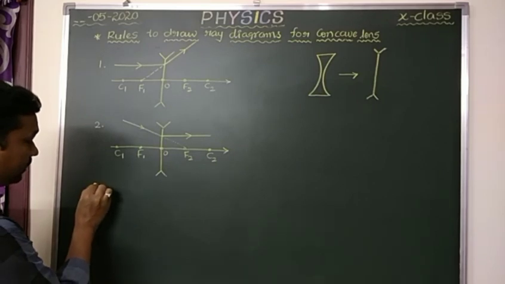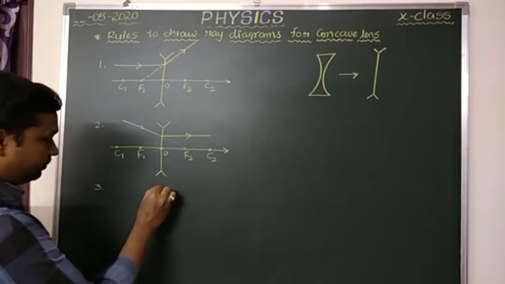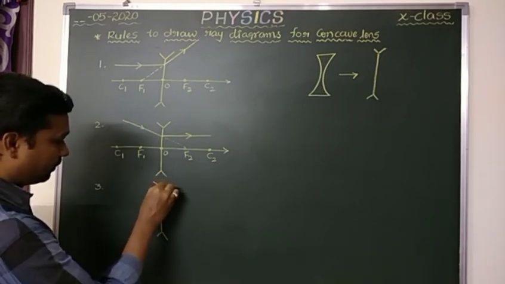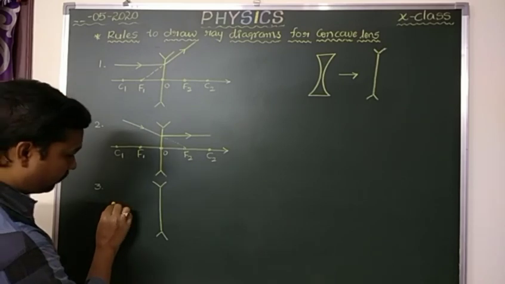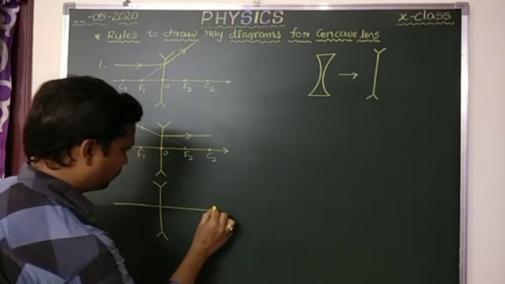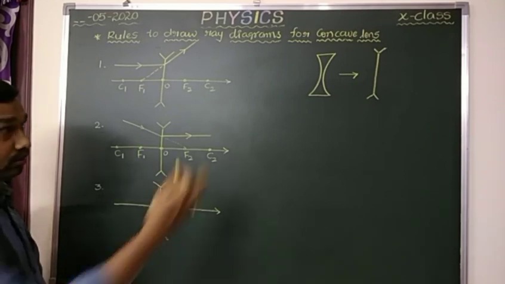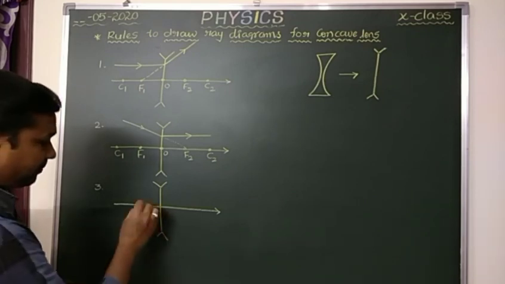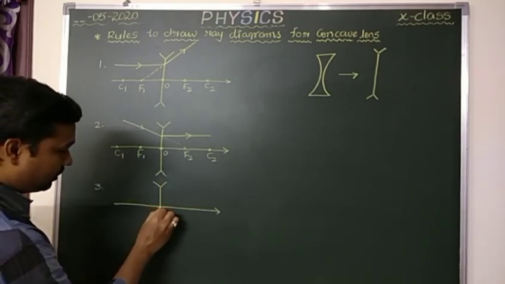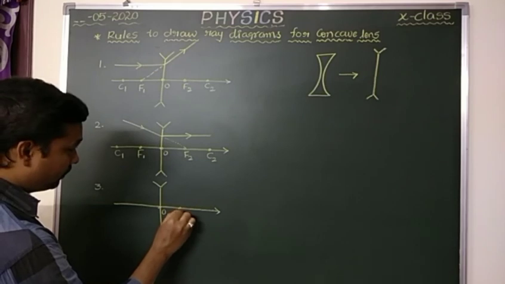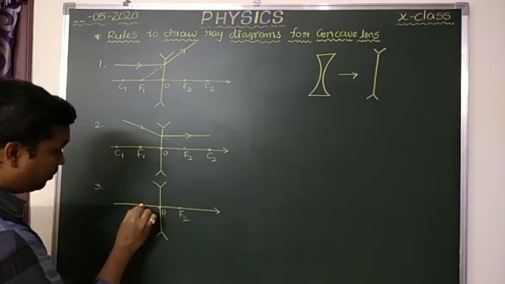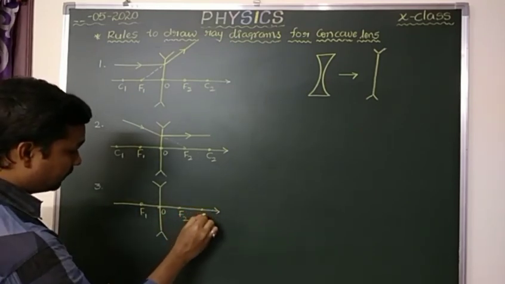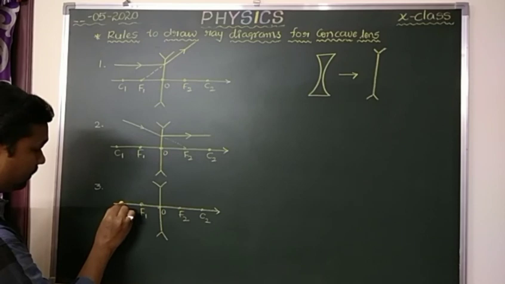And coming to the third rule. Instead of this symbol, you can also use a lens, but this is very easy to represent. So this is the optic center, the foci I am representing as F2, F1, and C2, C1.